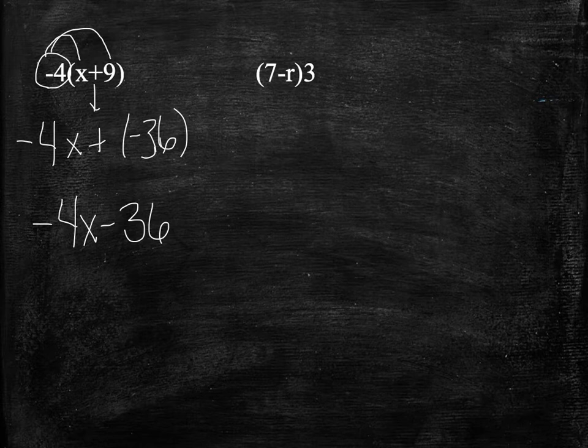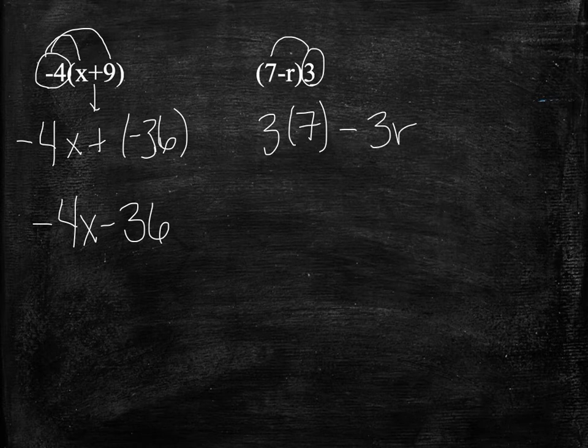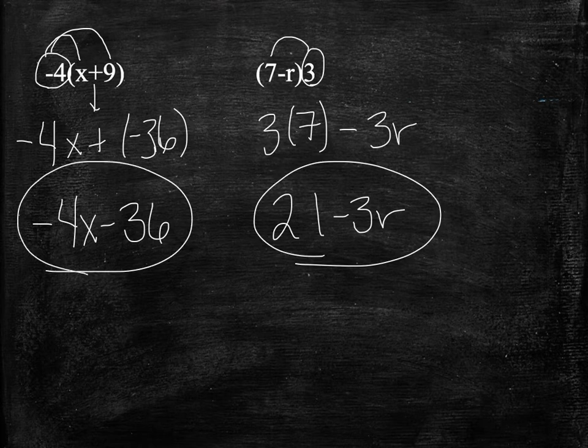Here it's on the back side. That's okay. We can still take the 3, multiply it by the 7, so 3 times 7 minus 3 times r, or 21 minus 3r. So this is how we would solve these.